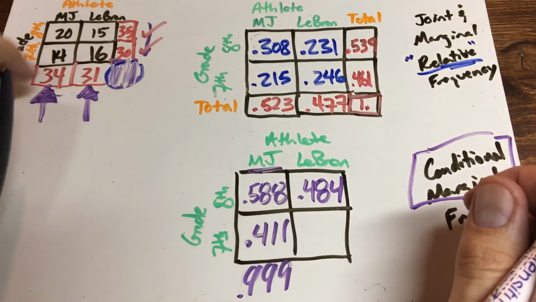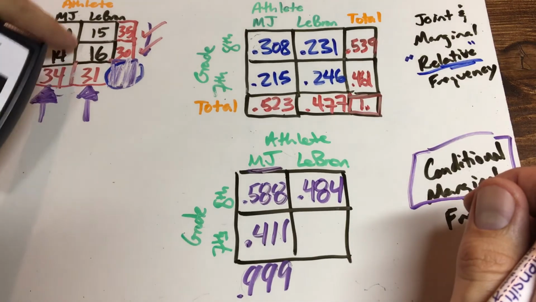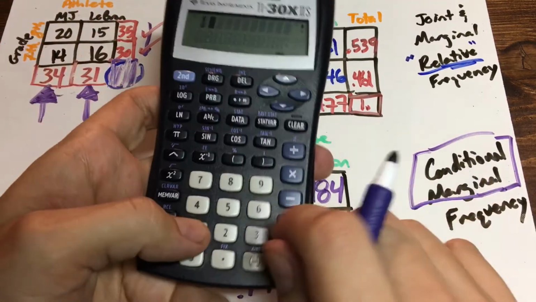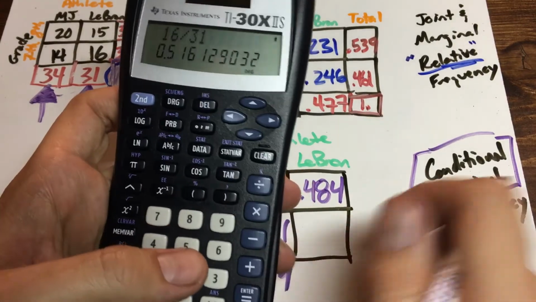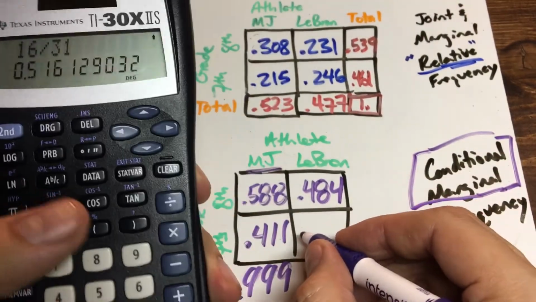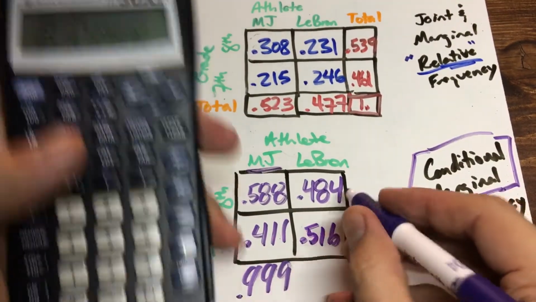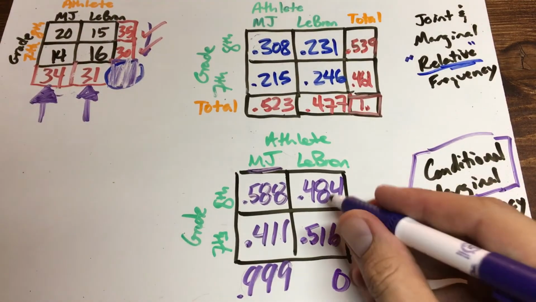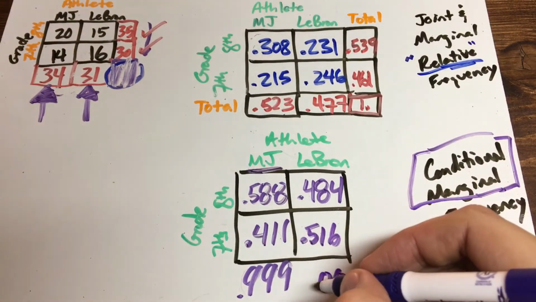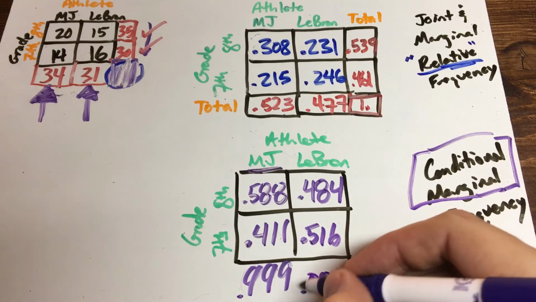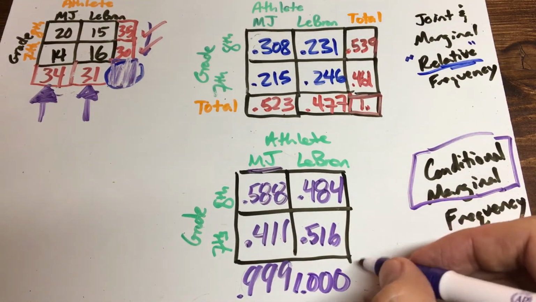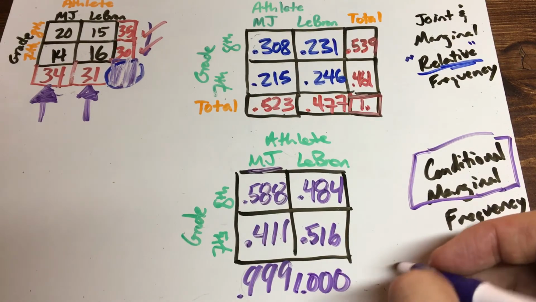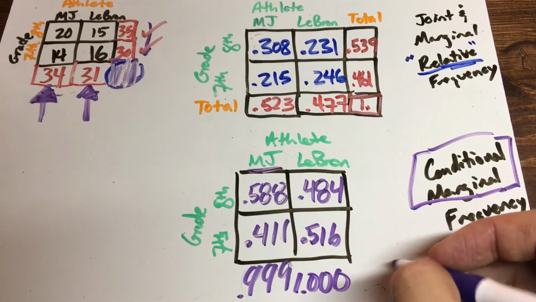And then out of the 31 people who picked LeBron, 16 were in 7th grade. So what's 16 divided by 31? We'll find what percent of LeBron's fans were 7th graders, and it's right here, 51.6 or 0.516. When you add these up, this one should also equal 1, which this one does. It equals 1.000.